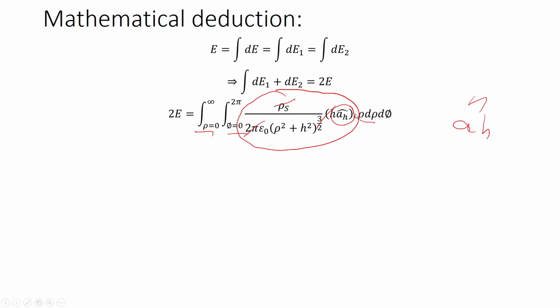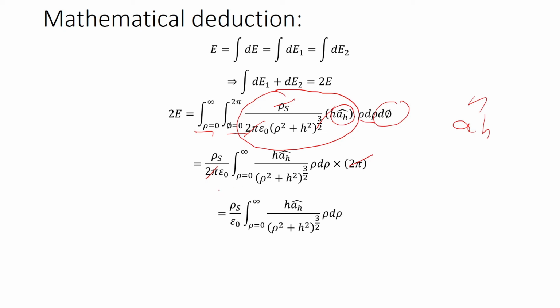Let us integrate d phi. If I integrate d phi, the answer will be phi, and my limits are from 0 to 2 pi. If I substitute the limits, I would be getting the value of 2 pi. So this is where it reduces to. Now again, I can cancel this 2 pi, this 2 pi, and this 2 pi.